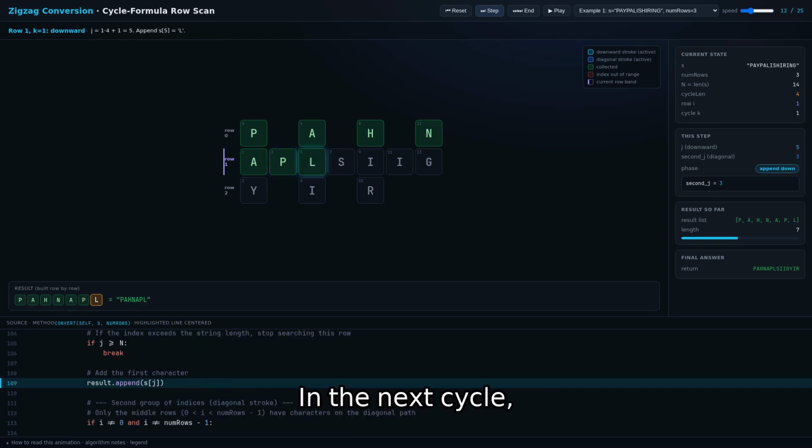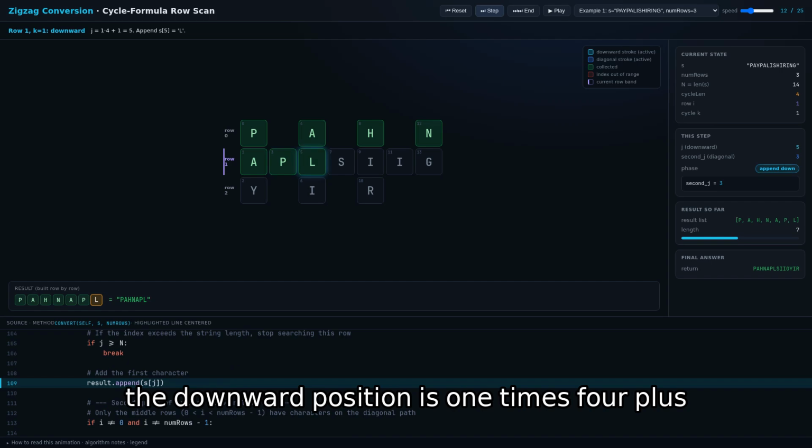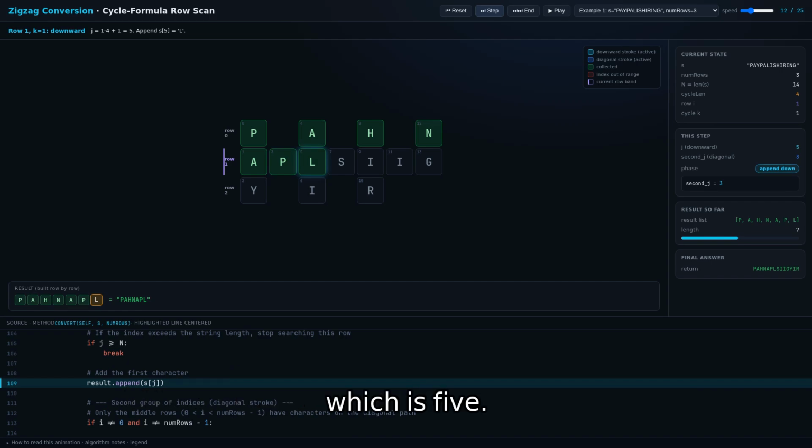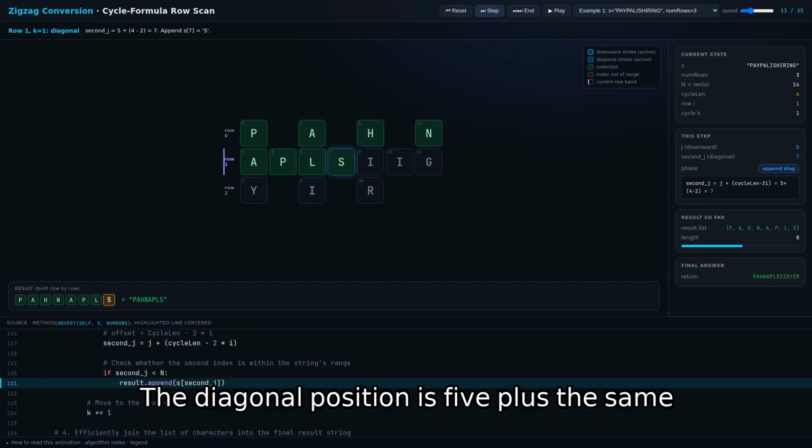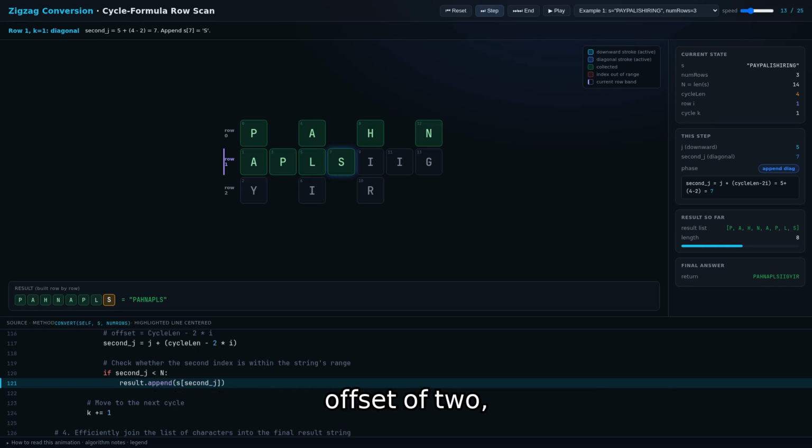In the next cycle, the downward position is 1 times 4 plus 1, which is 5. Position 5 holds the letter L, so we append L. The diagonal position is 5 plus the same offset of 2, which is 7. Position 7 holds the letter S, so we append S.